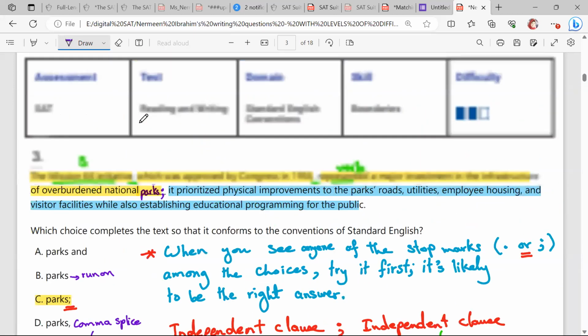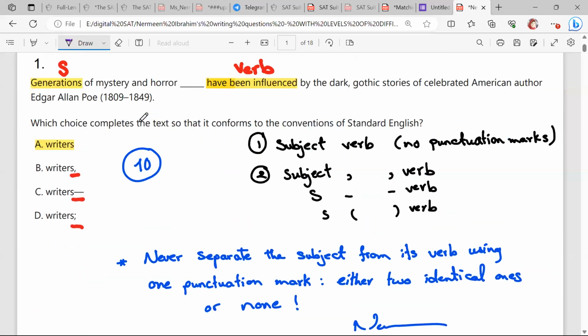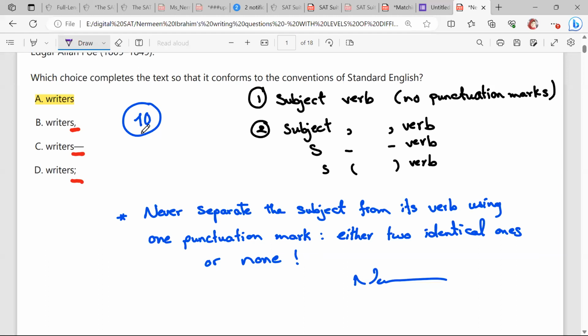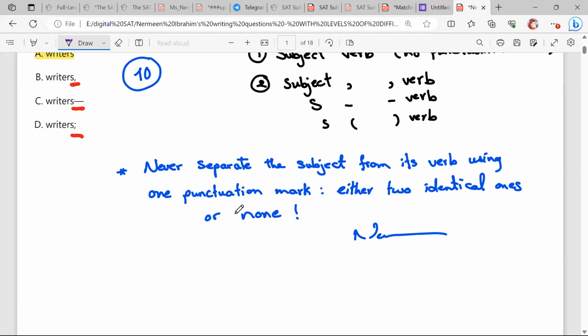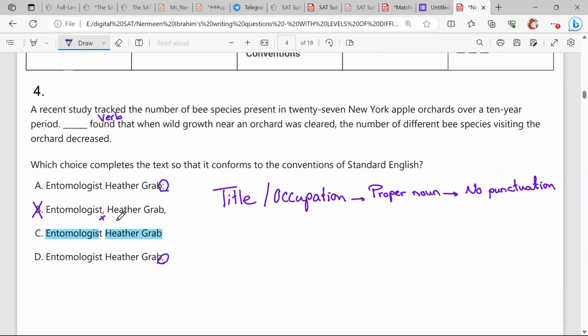I told you this rule, the College Board likes to examine you on this rule several times in the test. You will not find one trial without this rule tested in it. Never separate the subject from its verb using one punctuation mark, either two identical ones or none. That's why I can understand that some people might have been confused between letter B and letter C. So either no punctuation or two identical punctuation marks.